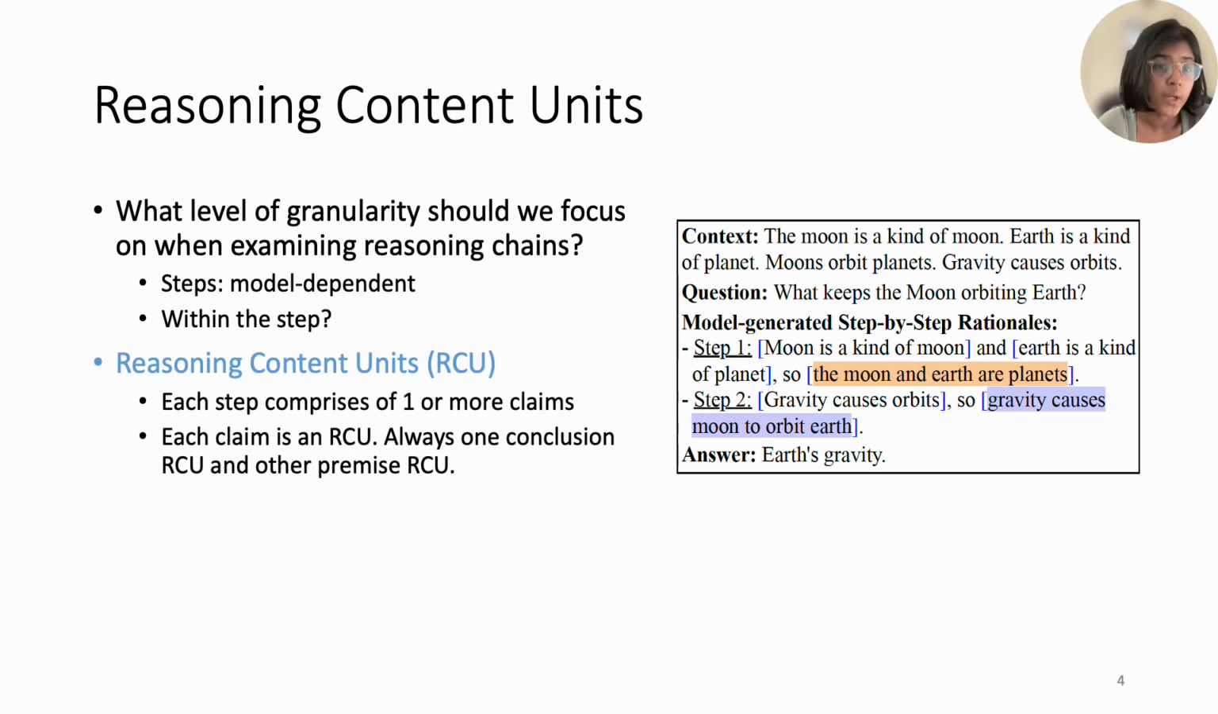Before moving ahead, we ask what level of granularity should we use when examining reasoning chains. One natural choice could be steps, however, step boundaries are determined by the language model. To allow for more fine-grained evaluation, we introduce the idea of reasoning content units or RCUs. We consider each step to comprise one or more claims represented by an RCU in blue brackets in this figure. We assume that each step will always contain one conclusion RCU and the other units will be premise RCUs.